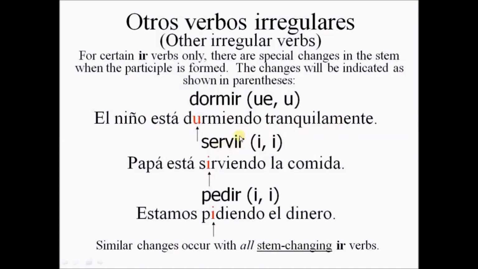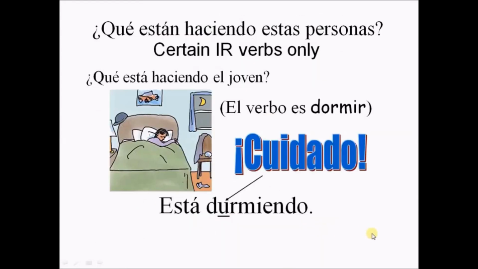If you have an IR stem changing verb where the stem changes from E to I, you also change from E to I when you're dealing with the present progressive. Papá está sirviendo la comida. Pedir. Estamos pidiendo el dinero. Same rule here. So again, don't worry if it's an AR or ER stem changing verb. You need to worry though if it's an IR stem changing verb because they will change just like these examples that I have here. Okay?